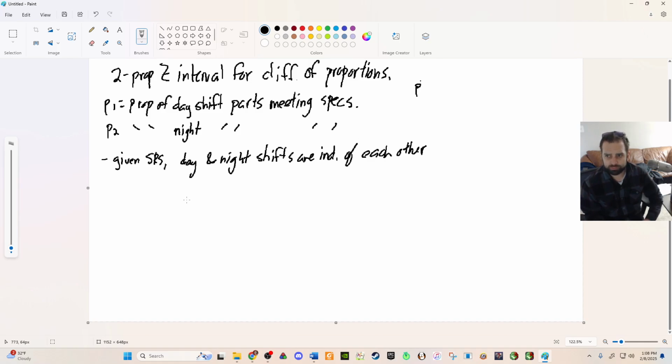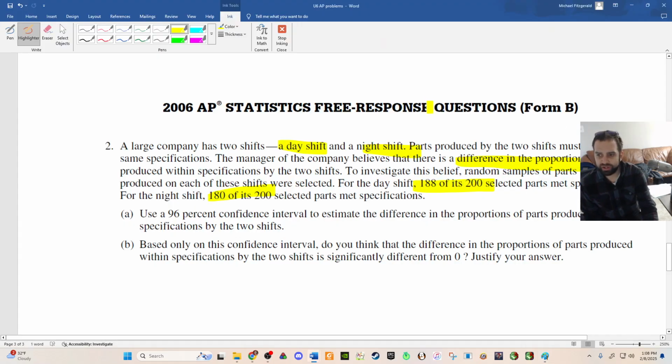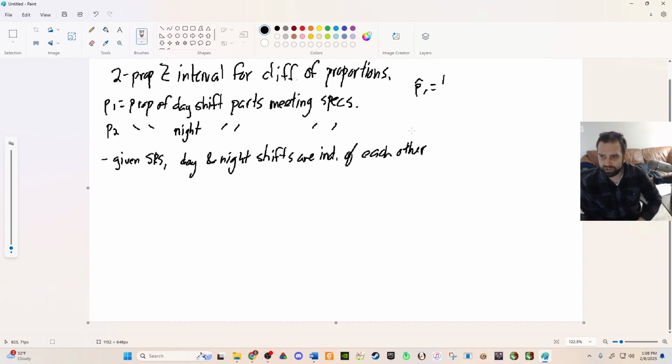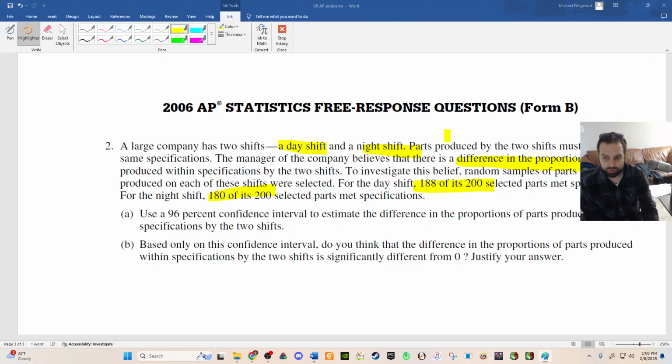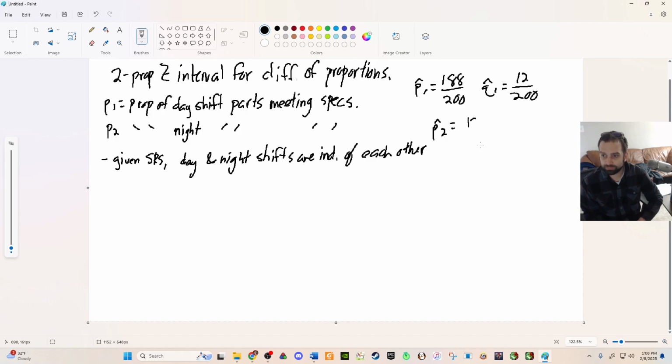Let's put some values down. At 1, that's my day shift. I have 188 out of 200. That means my q hat is 0.06, 12 out of 200. At 2, night, 180 out of 200. Means my q hat. Very small difference. We'll see.